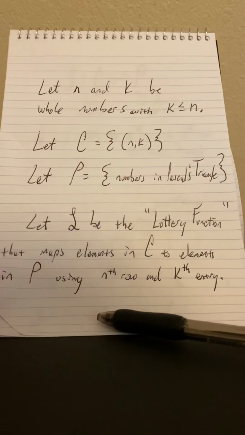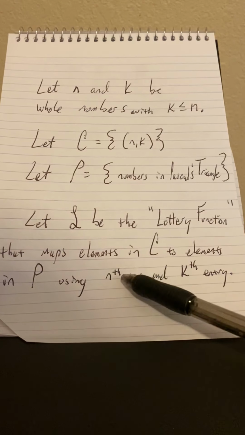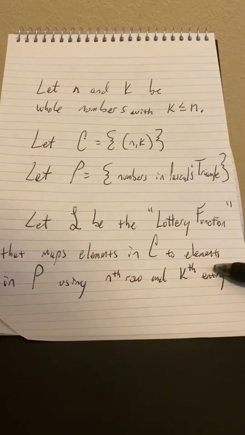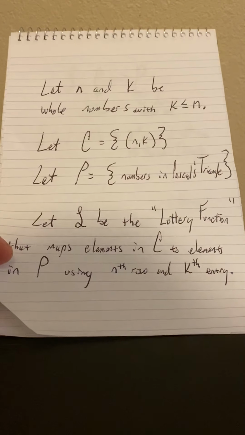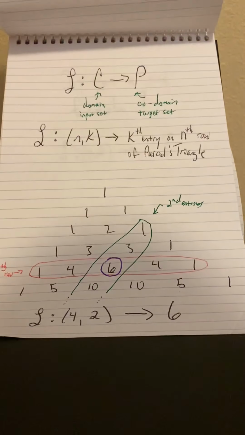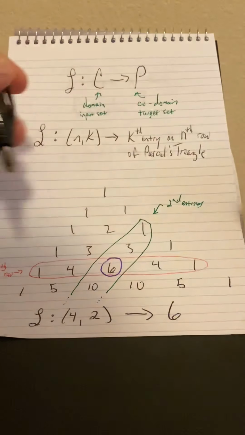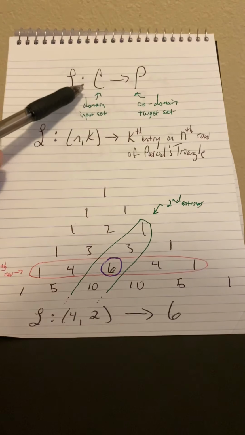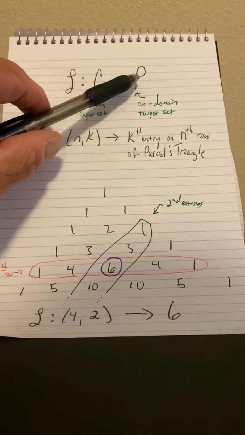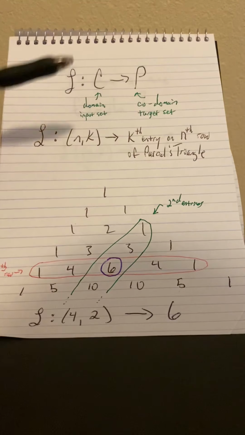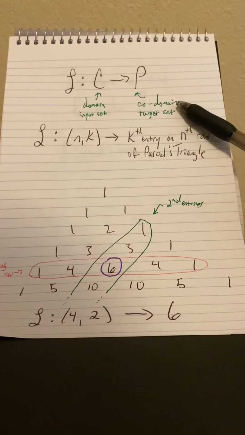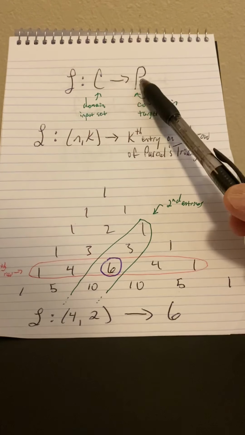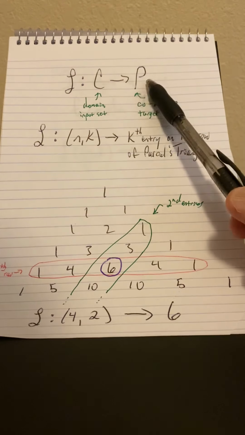And we're going to do that by following a very simple rule. We're going to go to the nth row and pick the kth entry. Nth row, kth entry. And that, ladies and gentlemen, is a function. Let's see it in action. So here's some notation. L maps from C to P. So this is the domain, the input set, and this is the codomain, the target set. We cannot call this the output set necessarily. The range is the output set, and the range is either this set or a smaller subset.